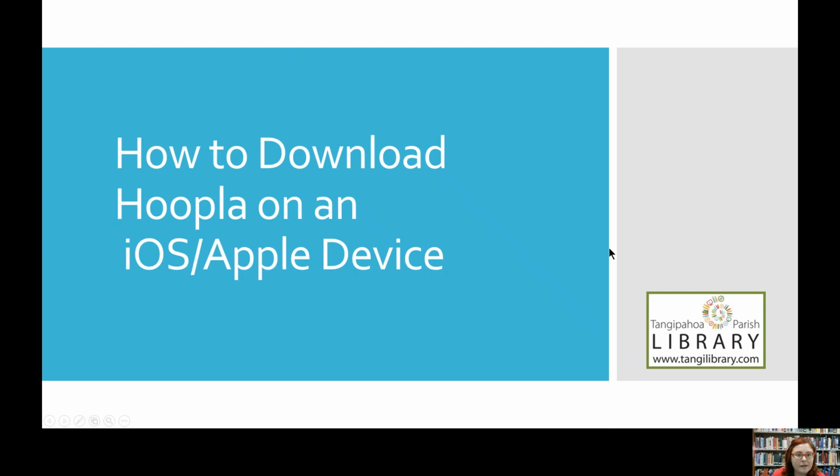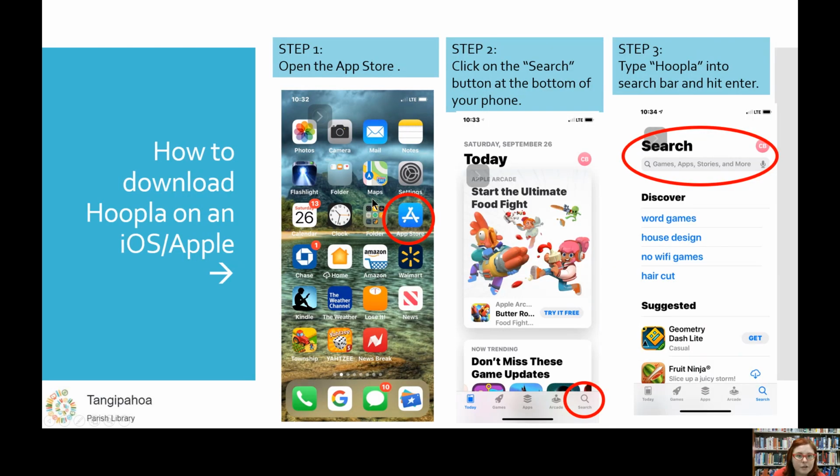Now let's talk about how to download Hoopla on an Apple device. First, you will begin by opening the App Store. If you do not see the App Store on your main page, you may need to swipe left and right to look through the pages on your phone in order to locate your App Store. Once you have located it, click on it. It will bring you to this welcome page. Click on the search button, likely at the bottom right-hand corner of your phone.